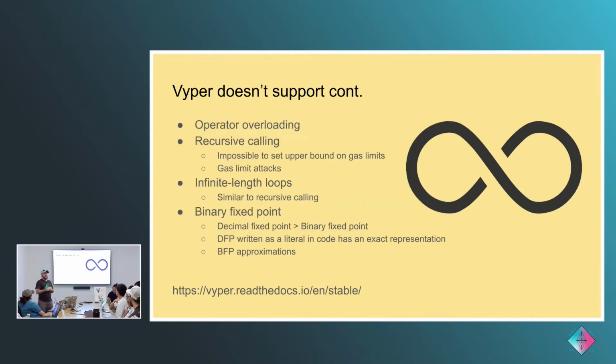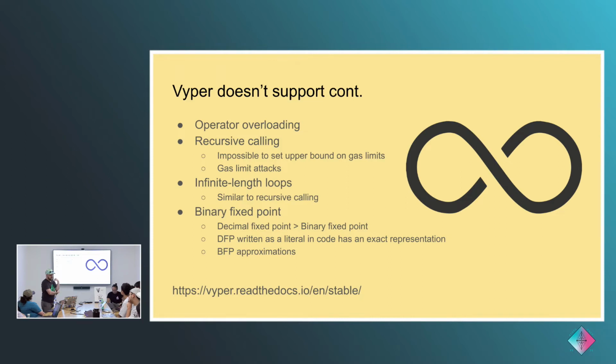Some more things that we don't support. I swear we're going to get into the good stuff here in a minute, but I want to at least lay the groundwork. So we don't allow operator overloading. When you call the add function, it's going to be the normal add function. Recursive calls: if we allowed recursive calls, once again, we can't calculate the upper bounds of those gas limits, and this would set us up for a gas limit attack. We don't allow infinite length looping, similar to recursion, which opens you up to a gas attack and also doesn't allow you to calculate the upper bound.